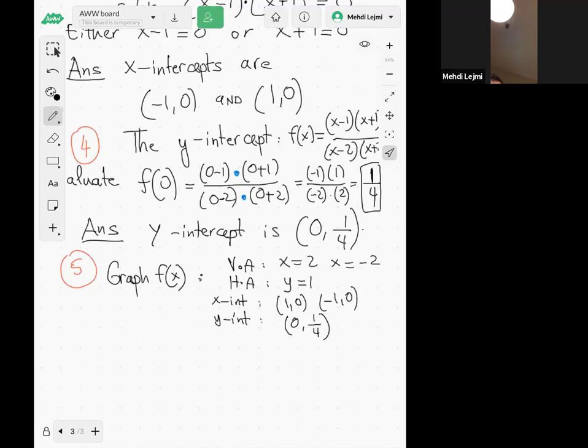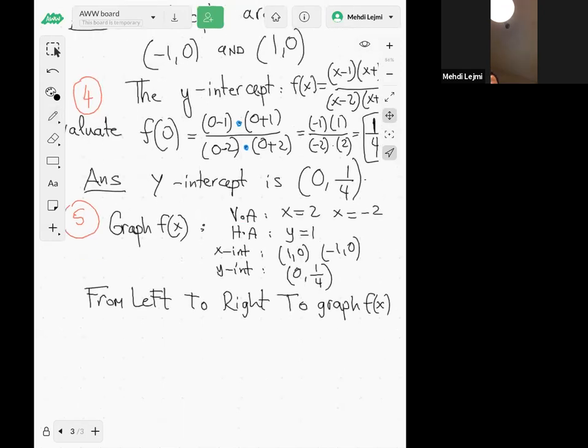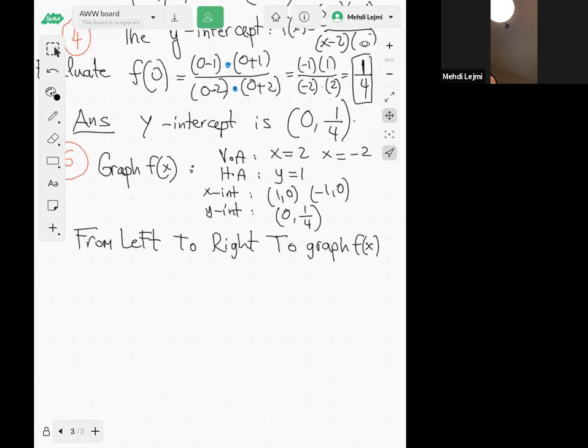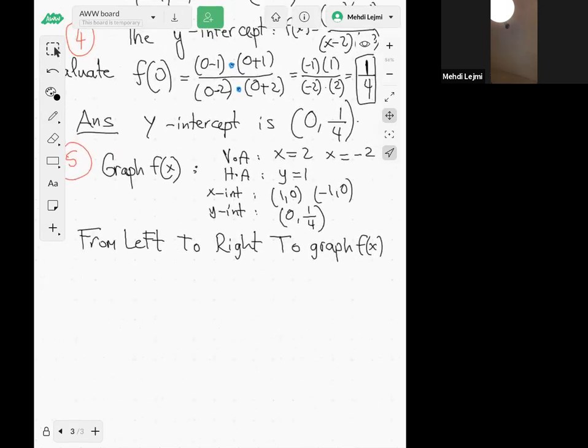Okay, first advice, guys. When you graph f, you graph from left to right. This is really important. So from left to right, you start from the left when you graph. So I'm going to draw my horizontal asymptote and my vertical asymptotes. I'm going to plot my x-intercepts, y-intercept, etc. Right. So let's do this.